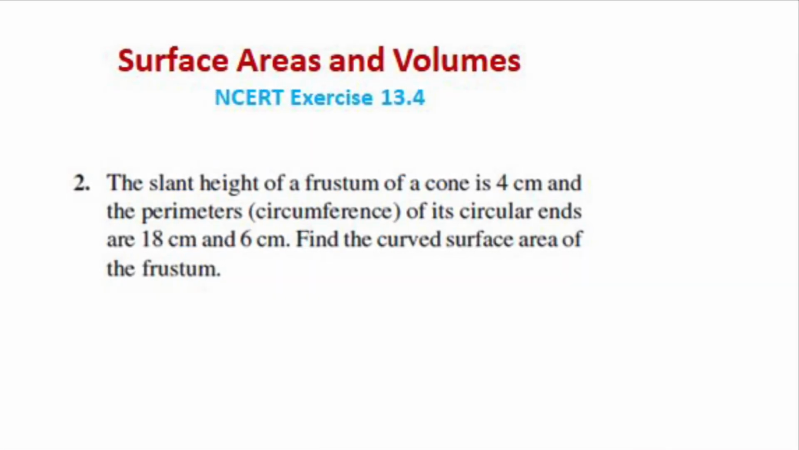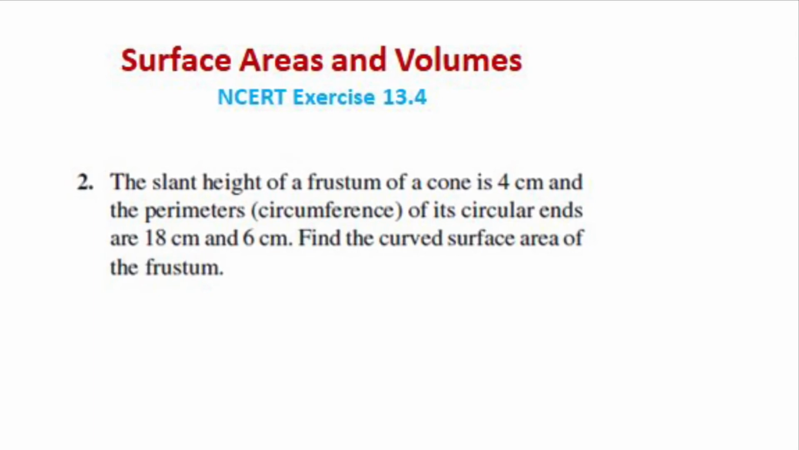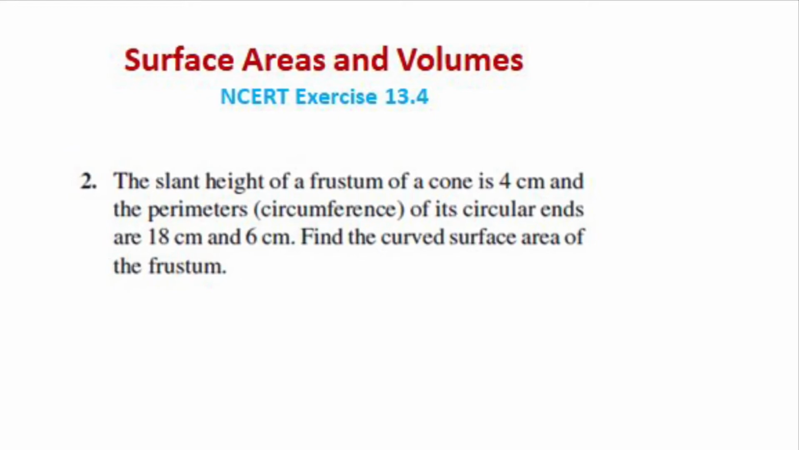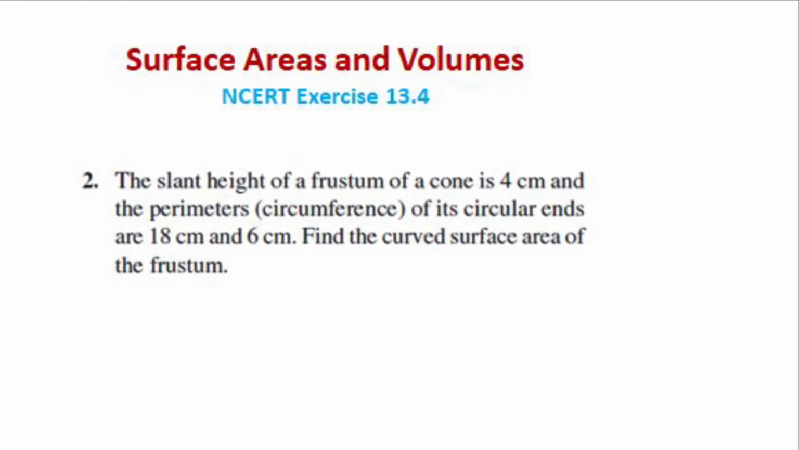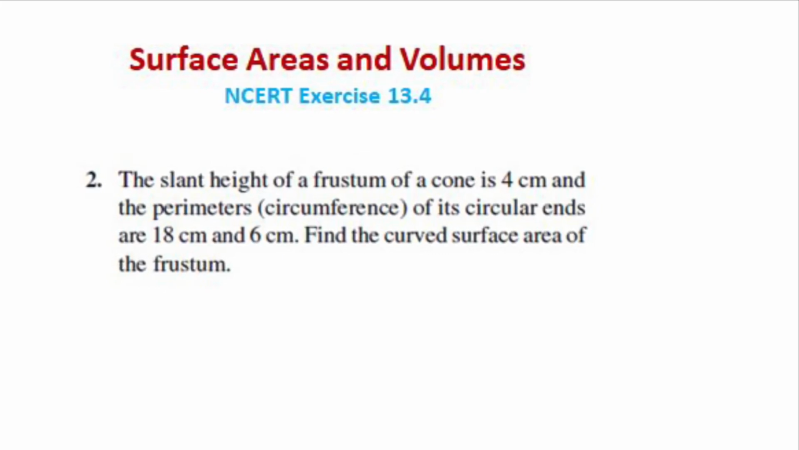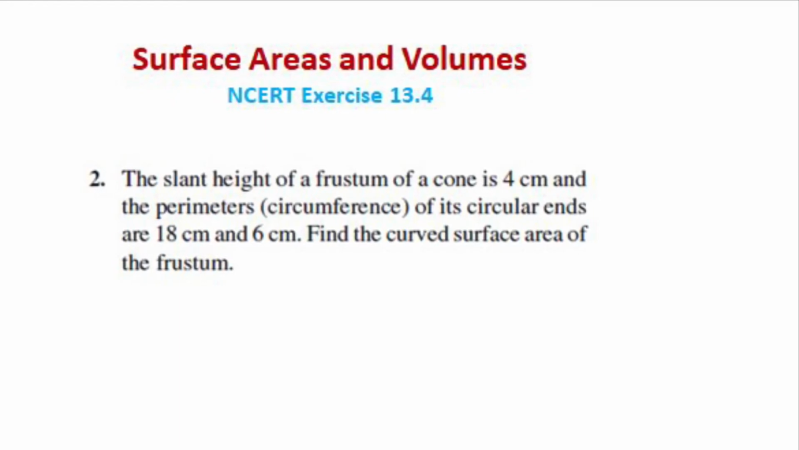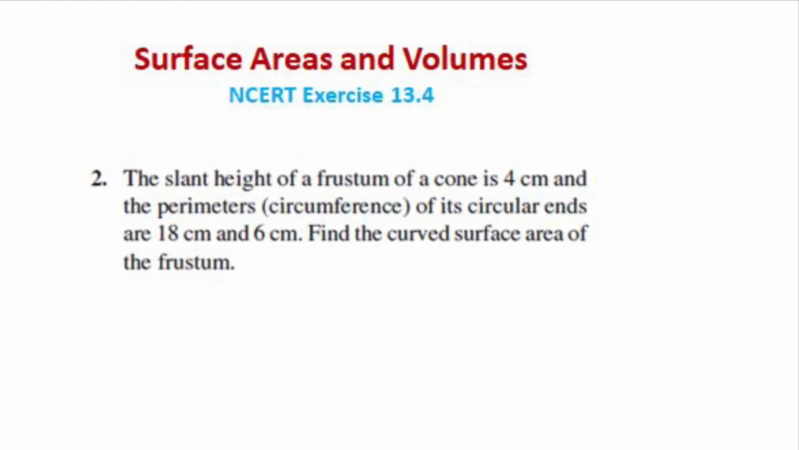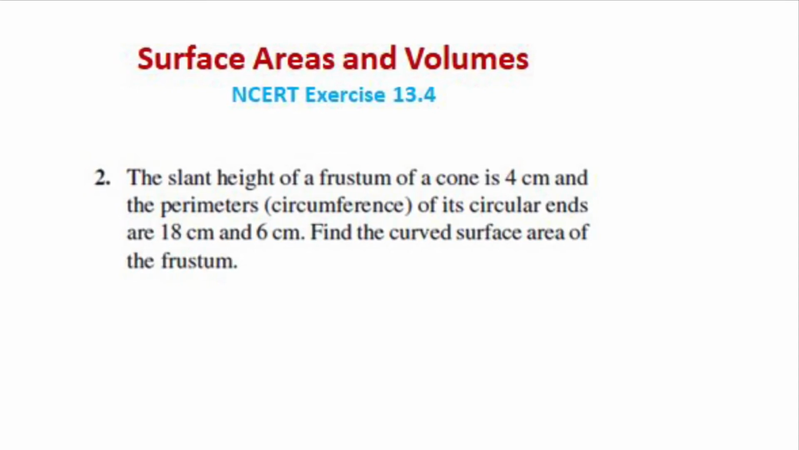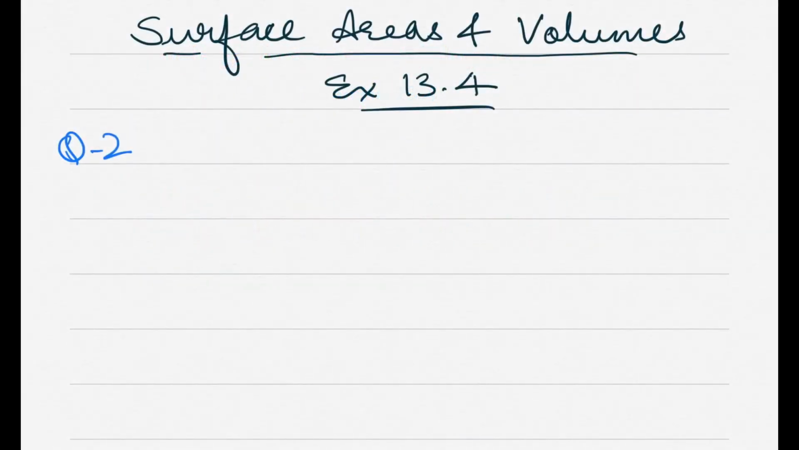Now question number 2. It says the slant height of a frustum of a cone is 4 centimeter and the perimeters, that is the circumference, of the circular ends are 18 centimeter and 6 centimeter. So they have not given the radii directly, they are giving the circumference. Find the curved surface area of the frustum.